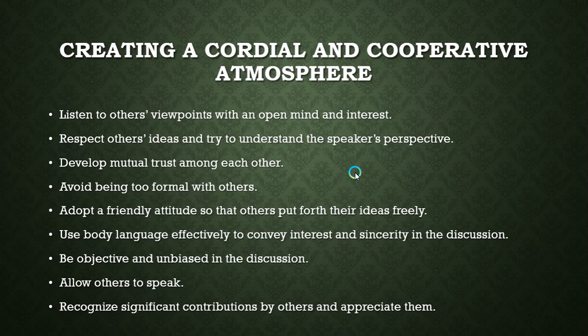Now the first point is: listen to others' viewpoints with an open mind and interest. You understand this very clearly, that we need to listen to others' points with an open mind and interest. We should not be biased. We should not be partial. Then respect others' ideas and try to understand the speaker's perspective. Others' ideas may differ from what you say, what you believe, what you think, but you need to respect the difference. That is very important.